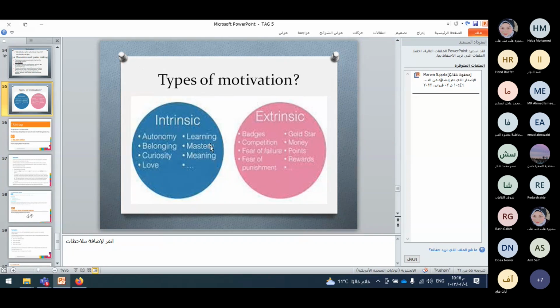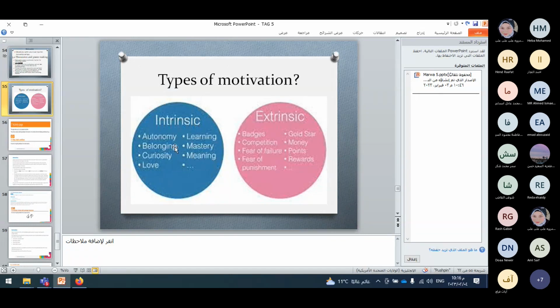We have here intrinsic motivation and extrinsic motivation. I mean, how to motivate my learners, how to encourage them. They may have been encouraged from the inside. This is called intrinsic motivation, and I may encourage them, I provide them with some motivation from the outside by the teacher. I mean, how? I'll tell you here.